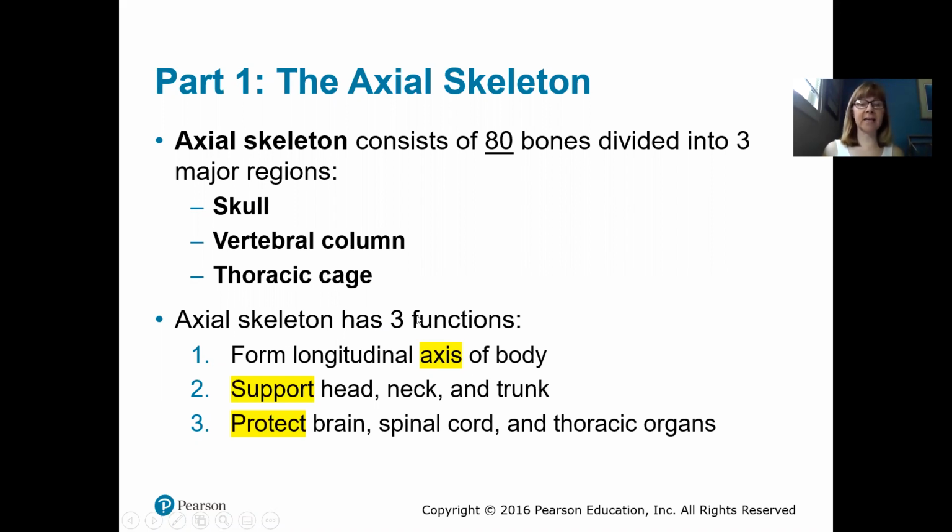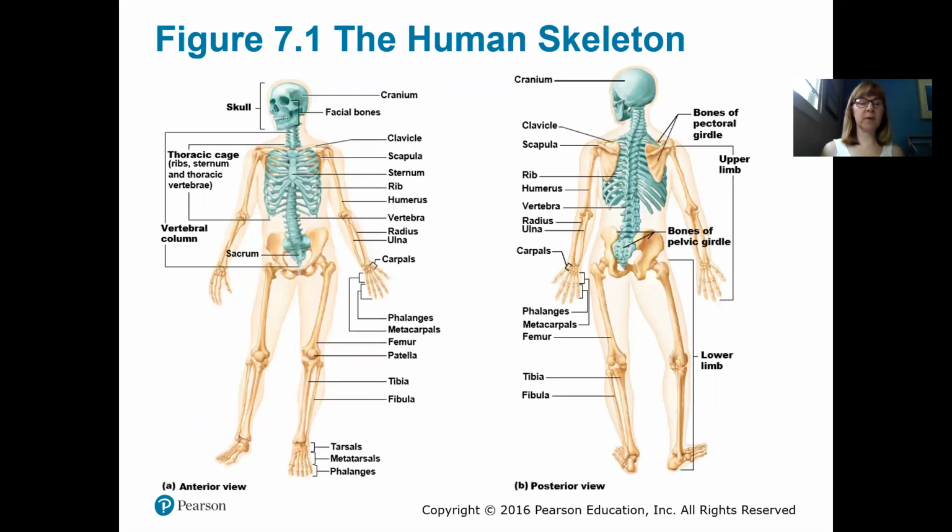So when we look at the axial skeleton, it's a really vital part of the whole skeletal anatomy because it's forming that axis of the body and it's supporting the head, the neck, and trunk. And most important of all, it's protecting your brain, spinal cord, and all those thoracic organs that are inside the chest. So think of your lungs and your heart. And here we have both the anterior and posterior view of the entire human skeleton. And you'll see that the axial skeleton is in blue, whereas the appendicular skeleton is in more of this tannish color. So you can see the skull, the vertebral column, and the ribs over to the side.